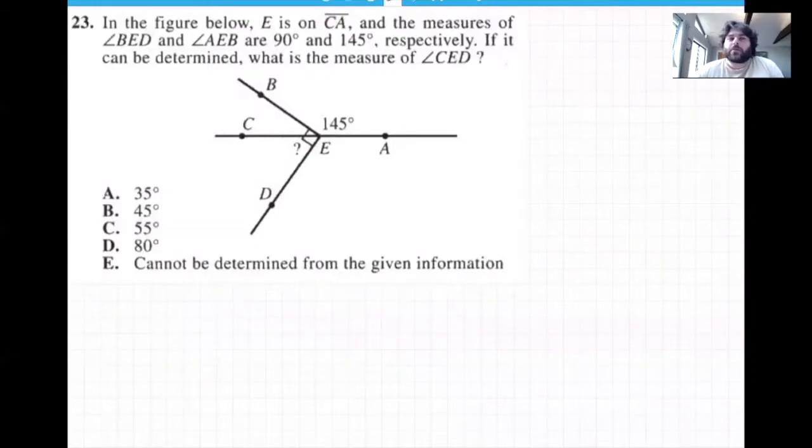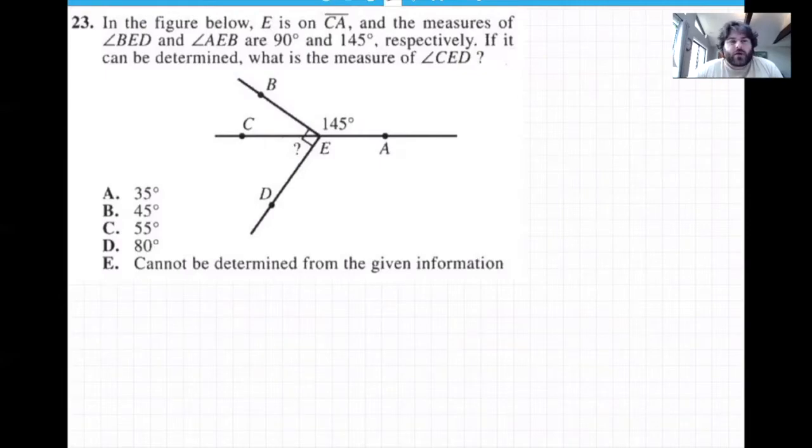It says, in the figure below, E is on line CA and the measures of angle BED and angle AEB are 90 degrees and 145 degrees respectively. If it can be determined, what is the measure of angle CED? All right, go ahead and pause the video now to work this problem.